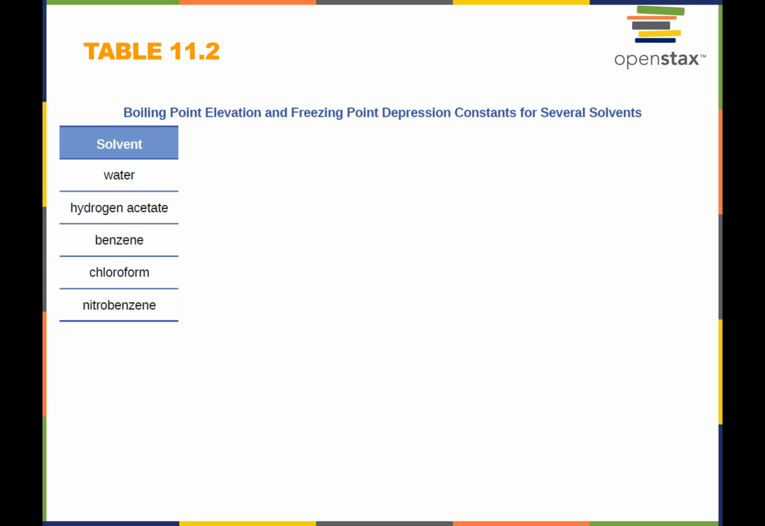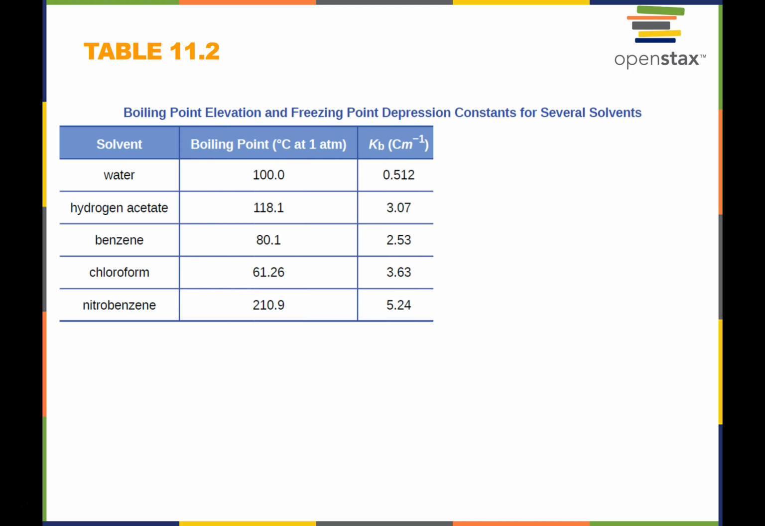Hydrogen acetate, chloroform as a solvent, nitrobenzene. And then you add a little bit of solute to it, and it will elevate the boiling point or depress the freezing point according to its colligative property, depending on the molality of the solute that you added. So these are the boiling point elevation constants.